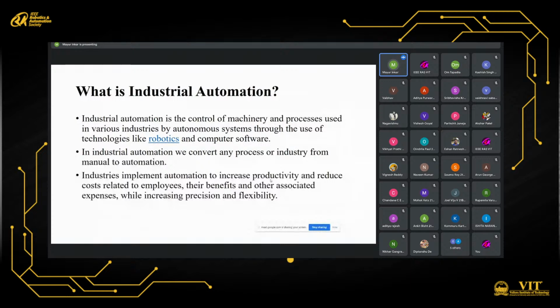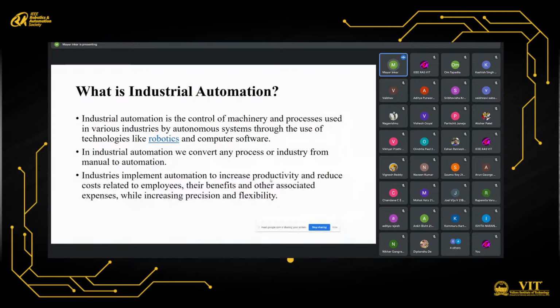So industries implement automation to increase productivity and reduce the cost related to employees, their benefits, and other associated expenses, while increasing precision and flexibility. Industrial automation itself is a very huge field. It has so many different parts in it, like SPM, DCS, and process automation. SPM is special purpose machine manufacturing, and DCS is a distributed control system.